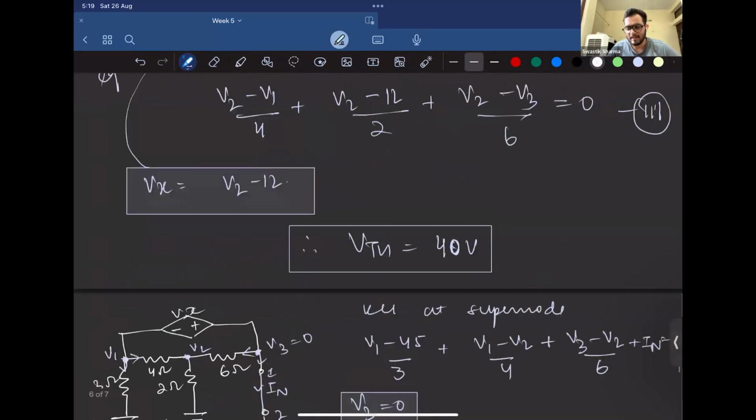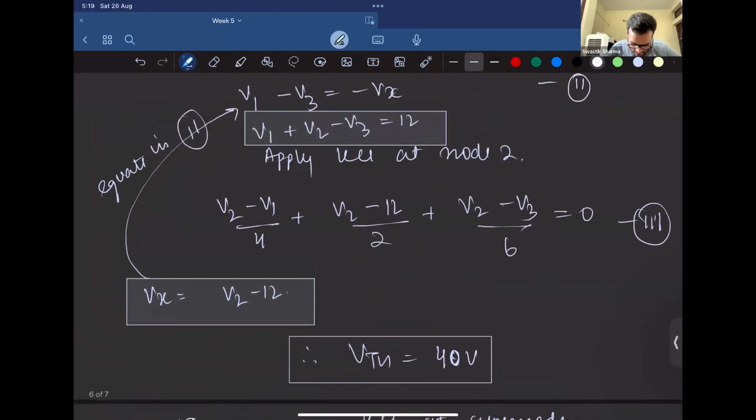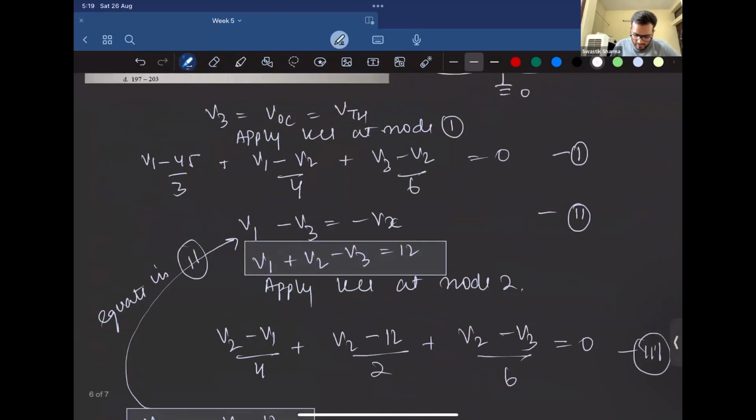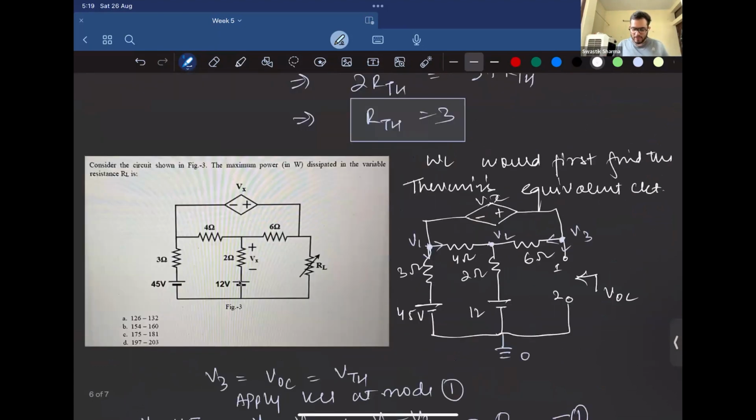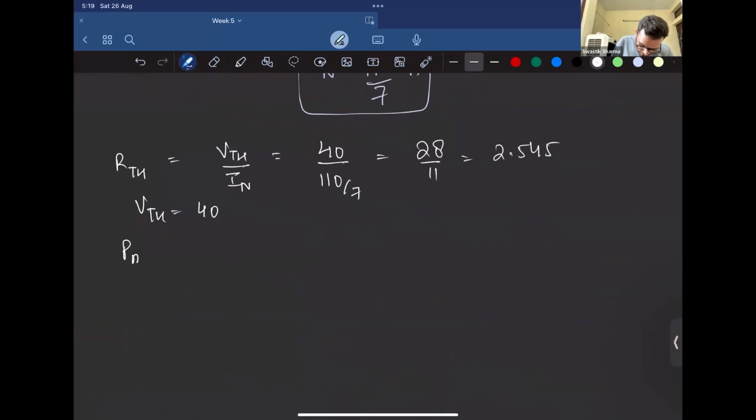So do you know how to use MATLAB? No, I don't know. Oh, no worries, there are multiple ways. So can you tell me quickly now? You know VTH and you know RTH. So can you tell me what is the maximum power, which is VTH square by 4 RTH?